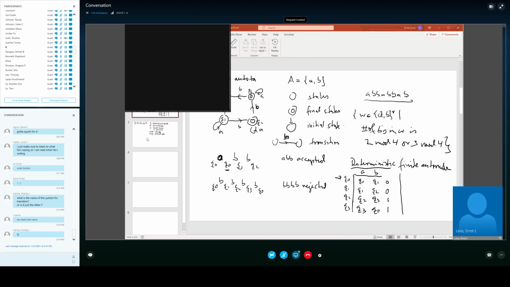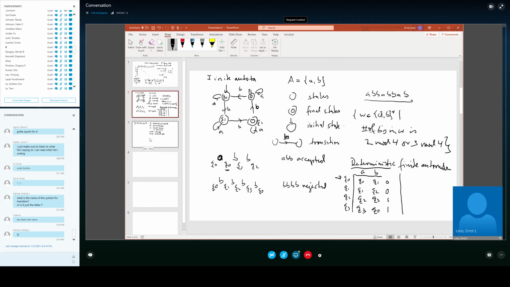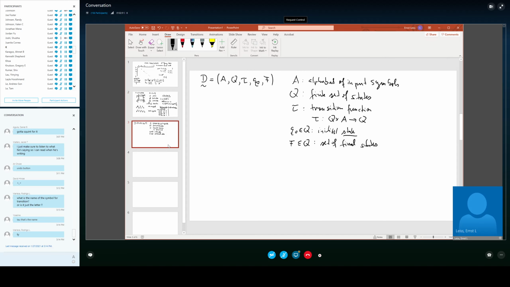All right, so now we have to do one more thing. We have defined what is the automaton, but we still have to define what is a language, the language accepted by the deterministic finite automaton.